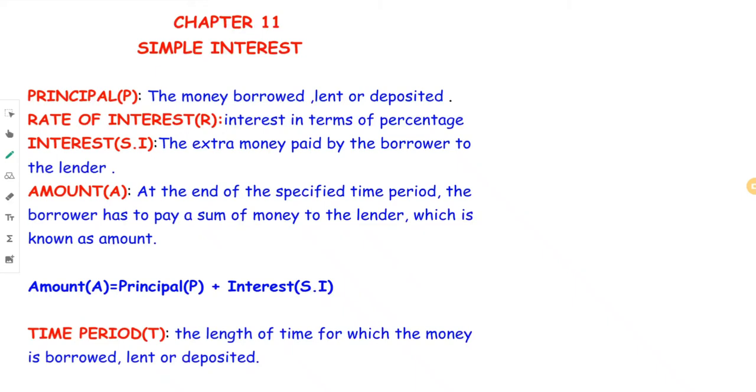Alright, chapter 11, simple interest. So let's first start with the definitions. Principal: the money borrowed, lent or deposited, right? Sometimes you borrow money from your friends, sometimes you lend, and you might even deposit in the bank. That becomes your principal, or P.